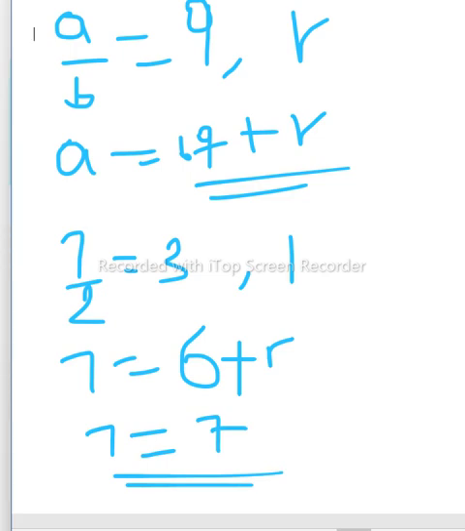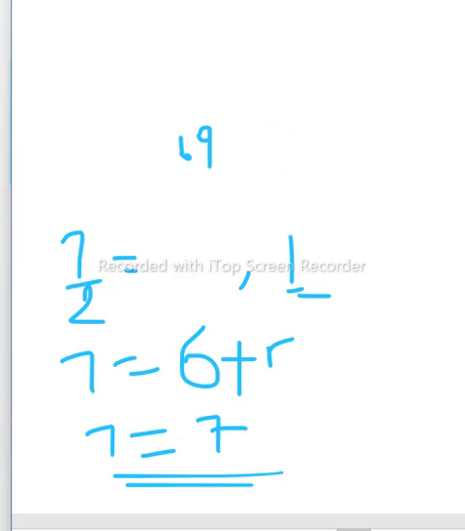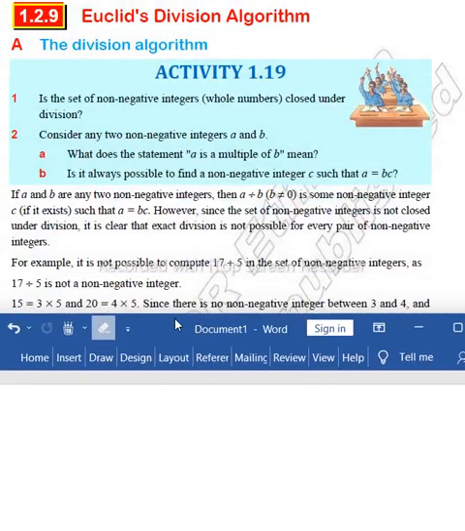So in this example, this is the quotient, this is the divisor, this is the dividend. 7 divided by 2, we get 3 and the remainder 1. Then B times Q is 2 times 3, so we get 6, and the remainder is 1. So 6 plus 1 is 7, which is equal to 7. Such a theorem is known as the division theorem. Let us see the theorem in your textbook.